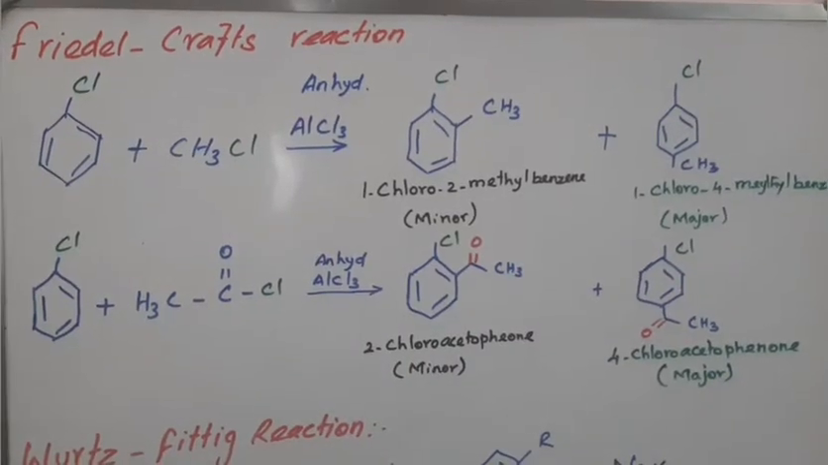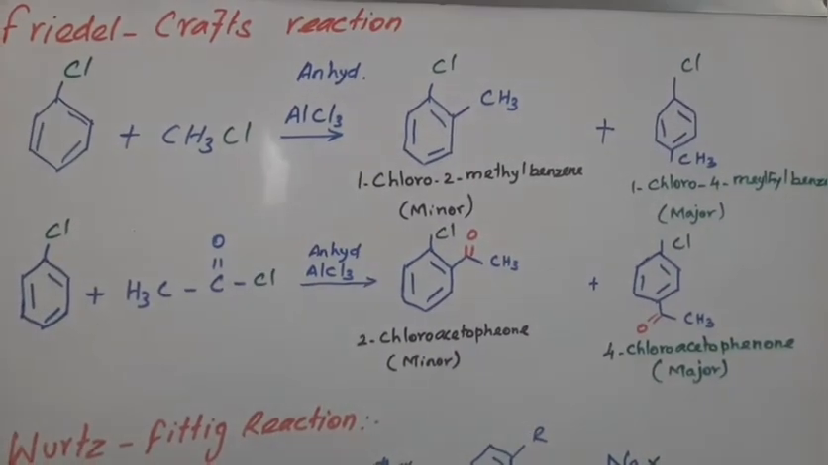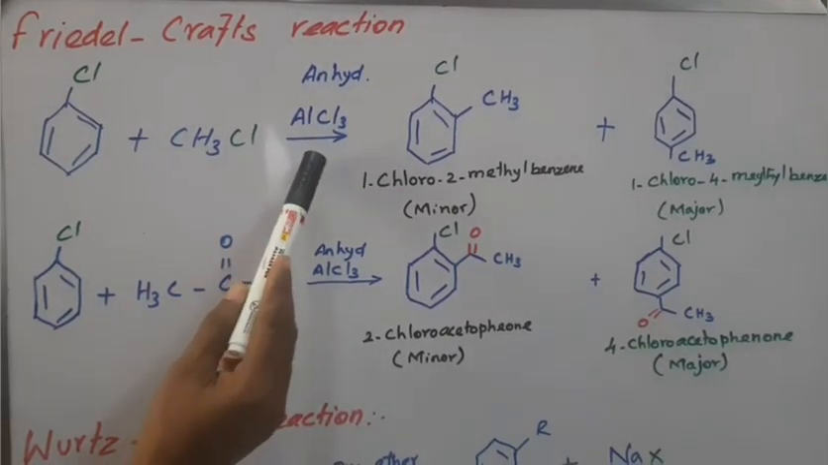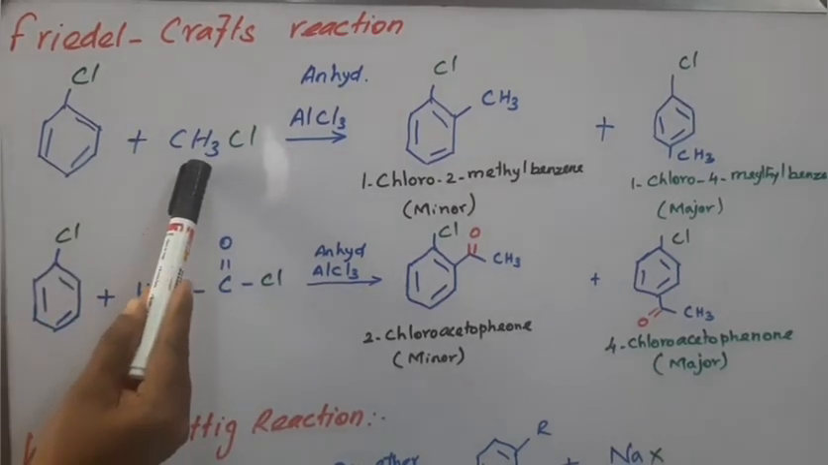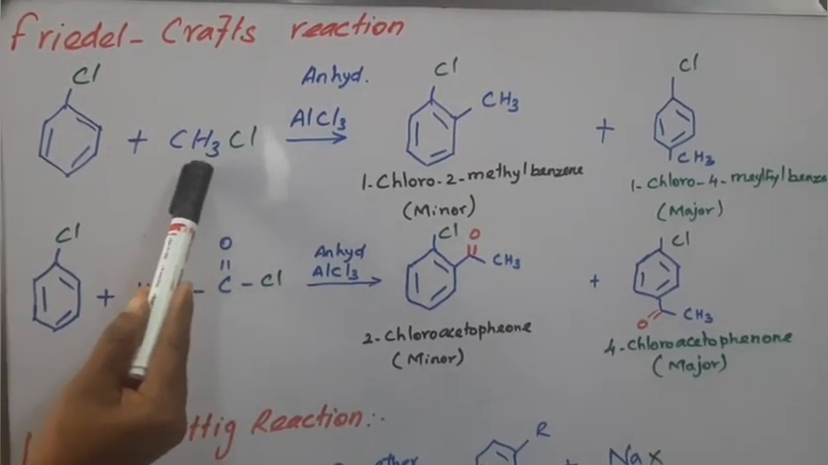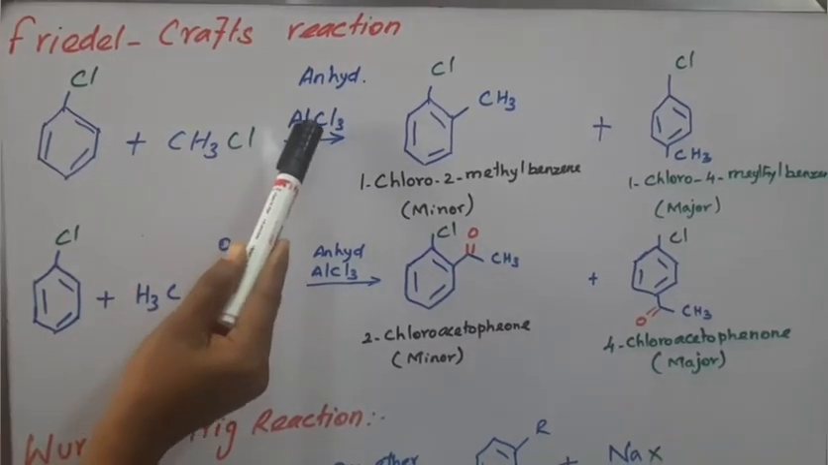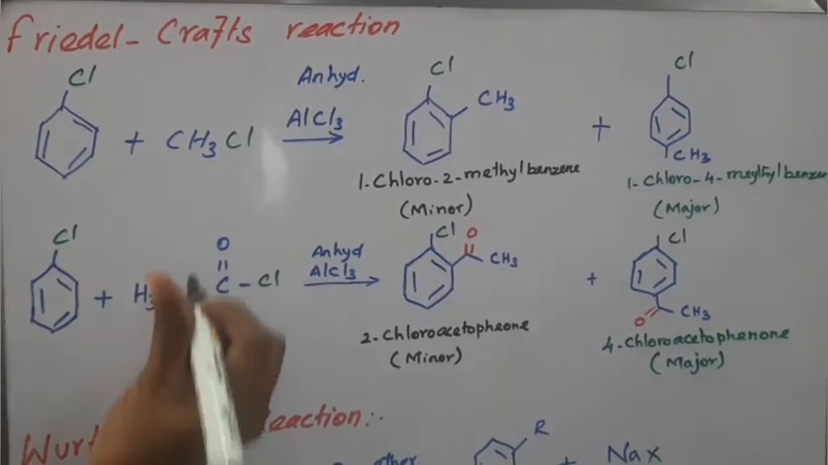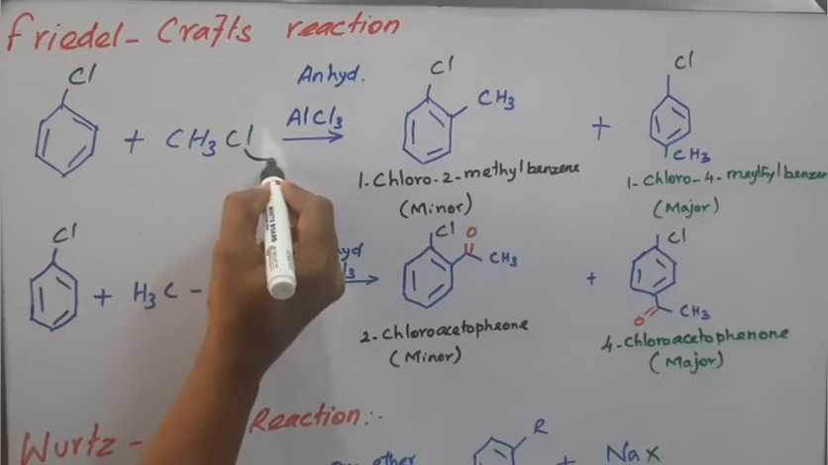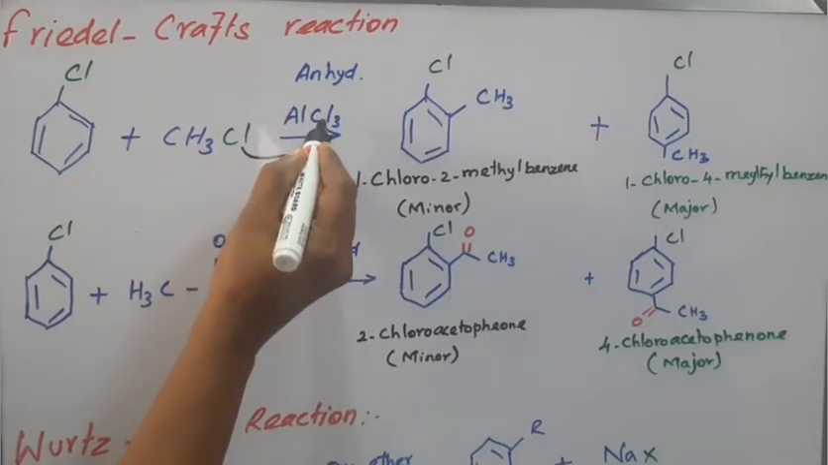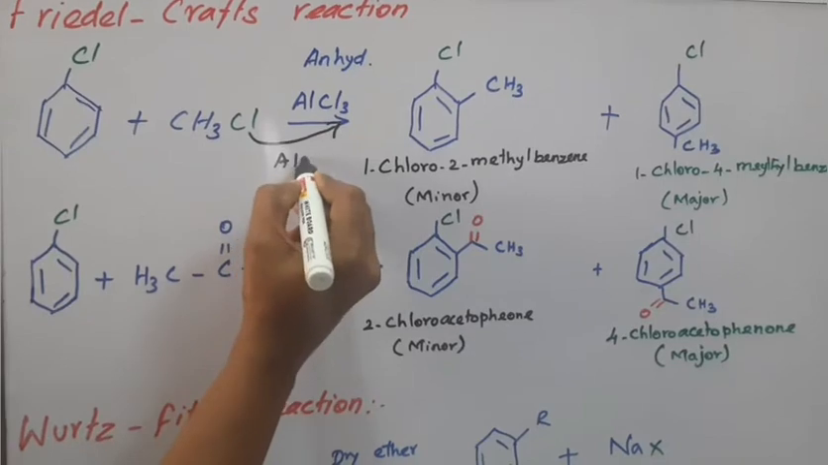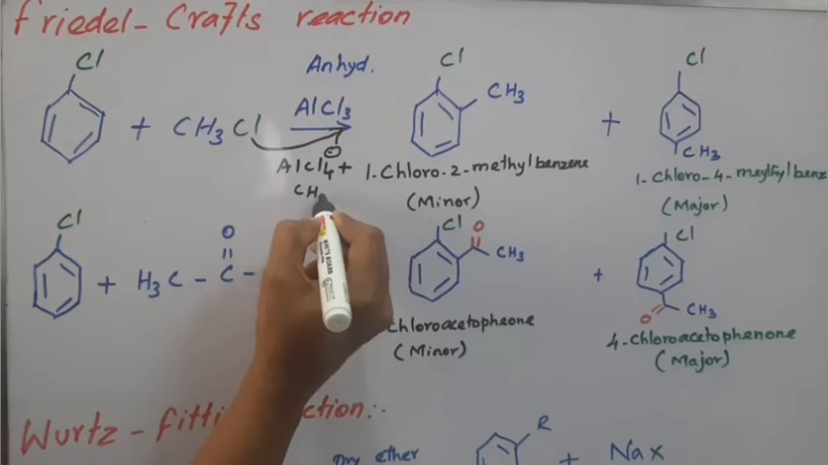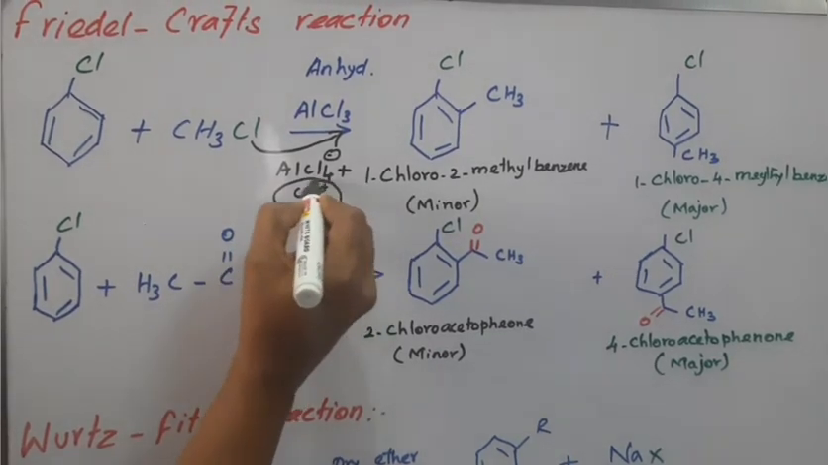Friedel-Crafts reactions. This is a kind of electrophilic substitution reaction. Here haloarenes react with an alkyl chloride, this is methyl chloride, in the presence of anhydrous AlCl3. AlCl3 acts as a Lewis acid, which means it accepts a pair of electrons. So the Cl is accepted by AlCl3, and it gives AlCl4 minus plus CH3 plus. This is your electrophile.